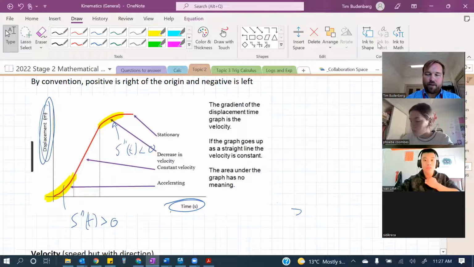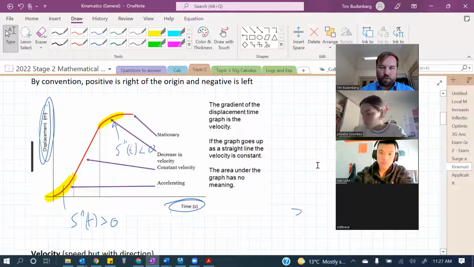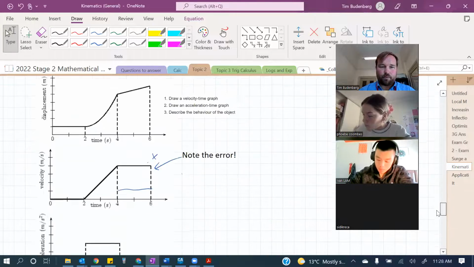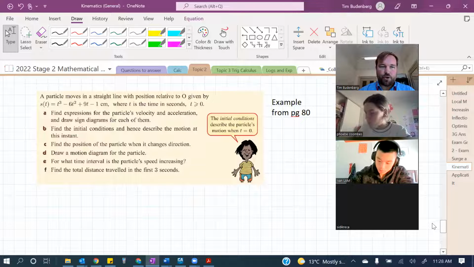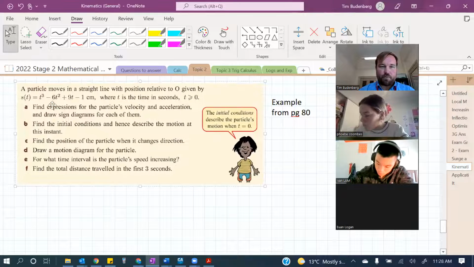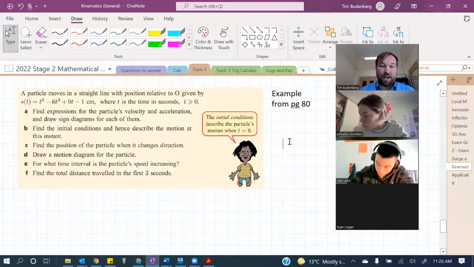Okay, now I do have more notes that we'll come back to, but I think at this point it might just help if we go to an example, because these questions are pretty predictable in what they ask. So if you've got the textbook with you, I'm basically going to talk us through the example from page 80. And page 80 looks like this.